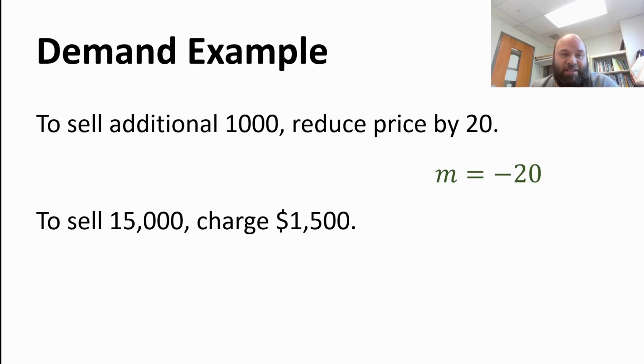The second statement, to sell 15,000, we charge $1,500. This doesn't have any change words. This is telling us a point, a state of being. Now, remembering that our x is in thousands, this tells us that if x is 15, our y, the price we should charge, is $1,500. So that's a point, 15, 1,500. So how do we use this information to get y equals mx plus b?